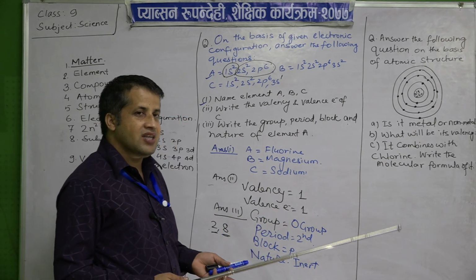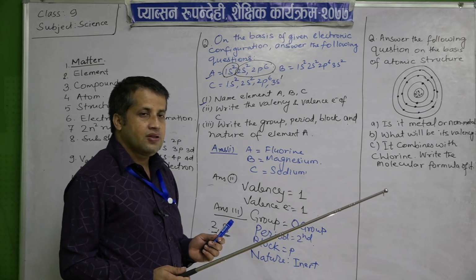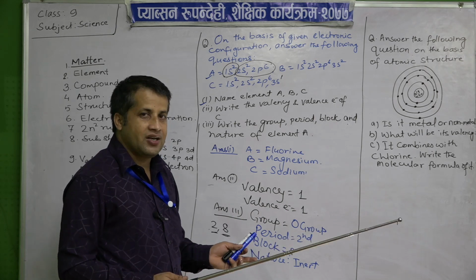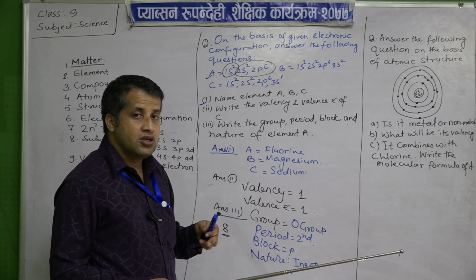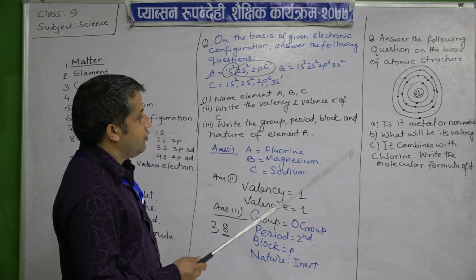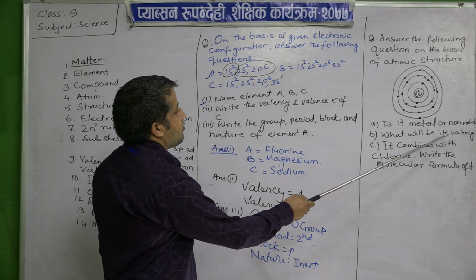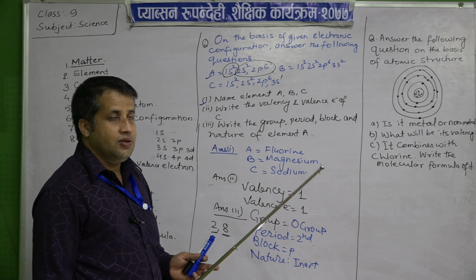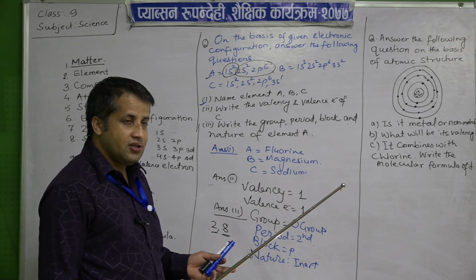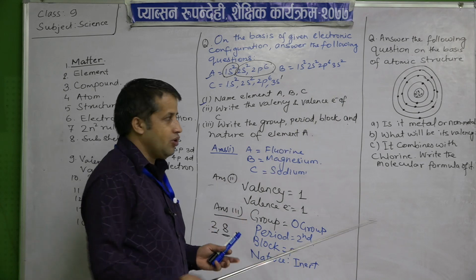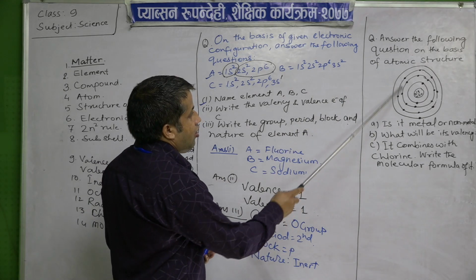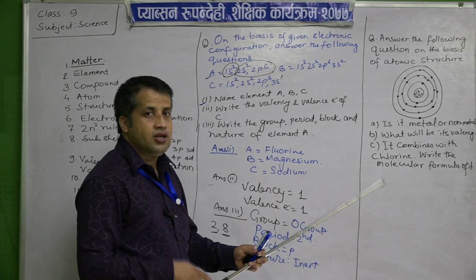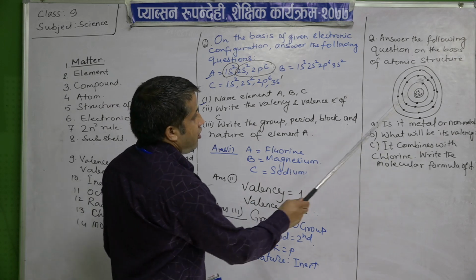Why? Because it has 1 valence electron, and the elements which have valence electron 1, 2 or 3 are called metals, because they have a tendency to lose electrons. And what will be its valency? You know what valency is here? Valency will be 1, because after losing this 1 electron, the inner octet is already completed, so it will get the stable electronic configuration. So its valency is also 1.